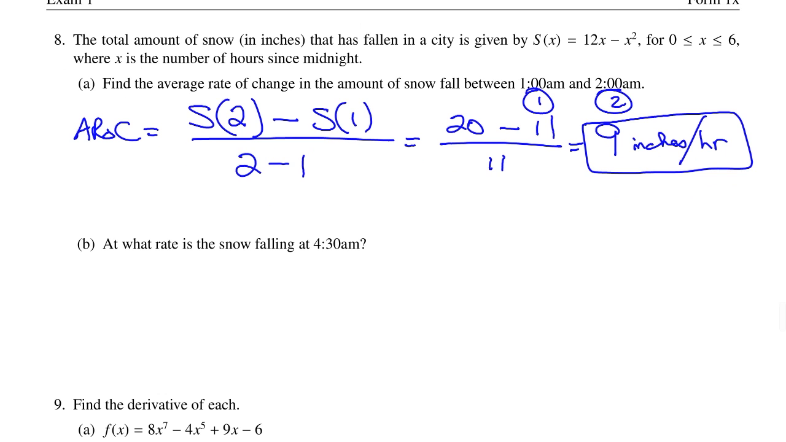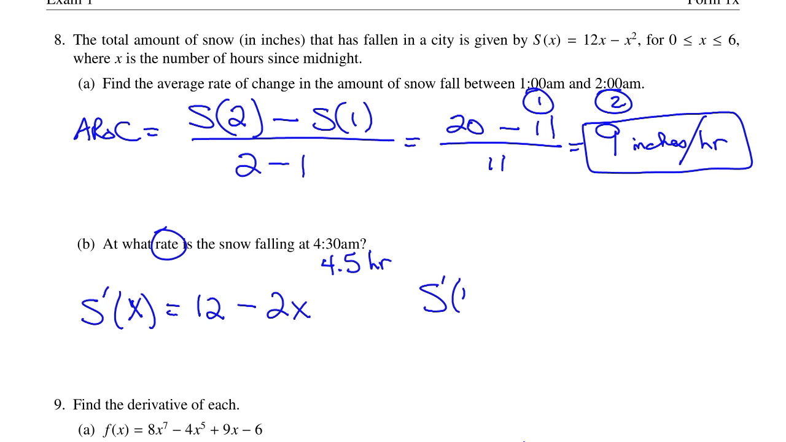Part B, at what rate is the snow falling at 4:30 a.m.? 4:30 a.m. is 4.5 hours since midnight. To find the rate, that means we need the derivative. So S prime of x is 12 minus 2x. And then S prime of 4.5 would be 12 minus 2 times 4.5. And that's equal to 3. Again, it's a rate, so it's inches per hour.